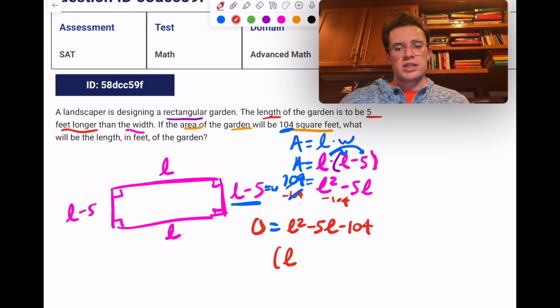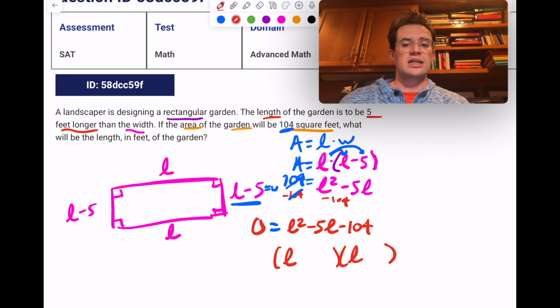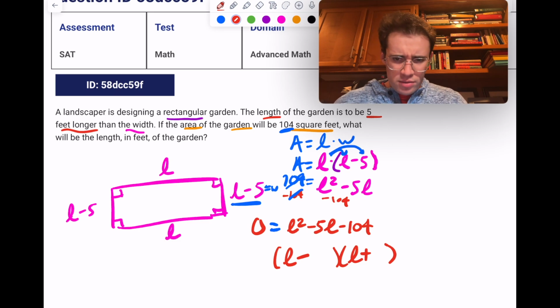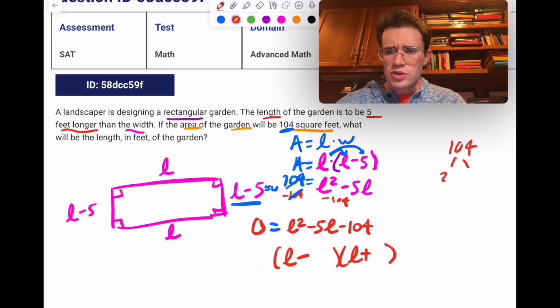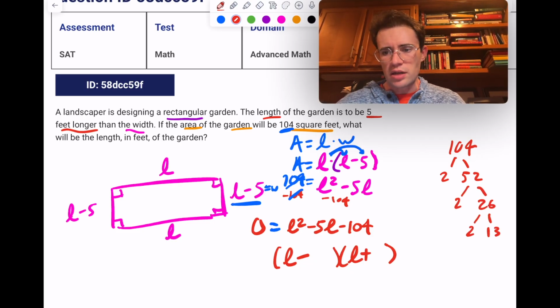And we would go, what times what is L squared? Well, L times L is L squared. For the OI term, so like the outside times outside, inside times inside, you get a sum of negative 5L, and you get a product for your L term of negative 104. So if they multiply to make a negative, then one of them is negative, one of them is positive. So we do L minus something and L plus something, and the two numbers will be 5 apart. So for 104, let's see, the factors of 104, we would have 2 times 52. 52 is 2 times 26, which means it's 2 times 13. All right, so we get 2 times 2 times 2, that's 8 times 13, and 8 and 13 are 5 apart.